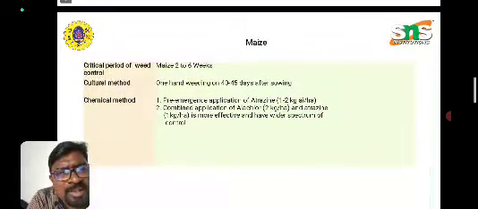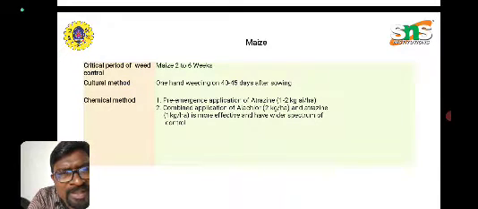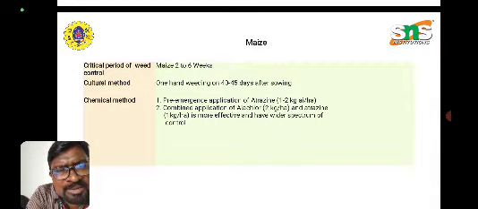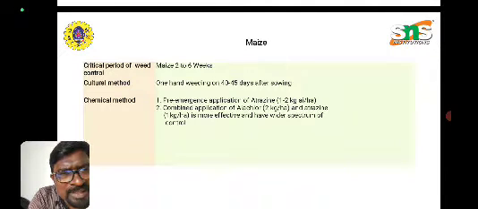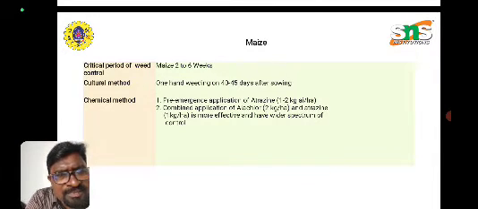As for the crop maize, the critical period of weed control is 2 to 6 weeks. For the cultural method, one hand weeding at 40 to 45 days after sowing is to be carried out. As for the chemical methods, pre-emergence application of atrazine, and combined application of alachlor and atrazine, is more effective and has a wider spectrum of control.